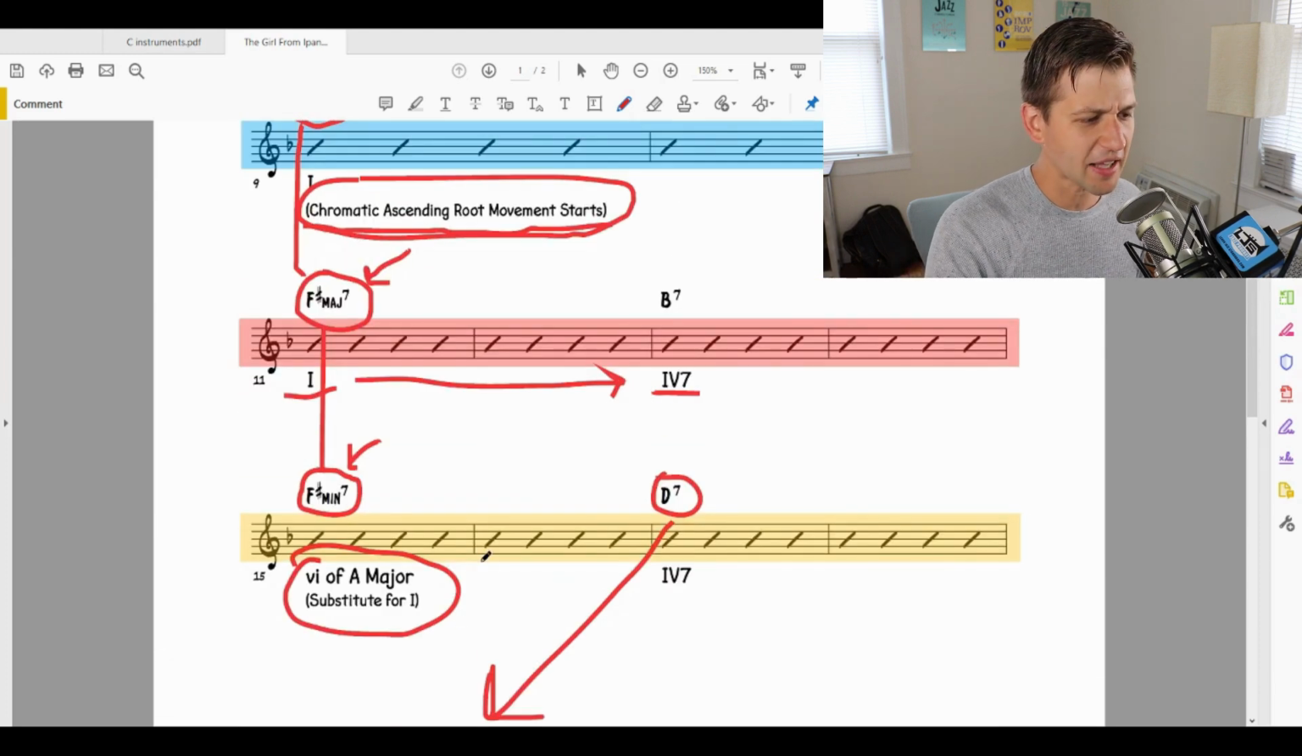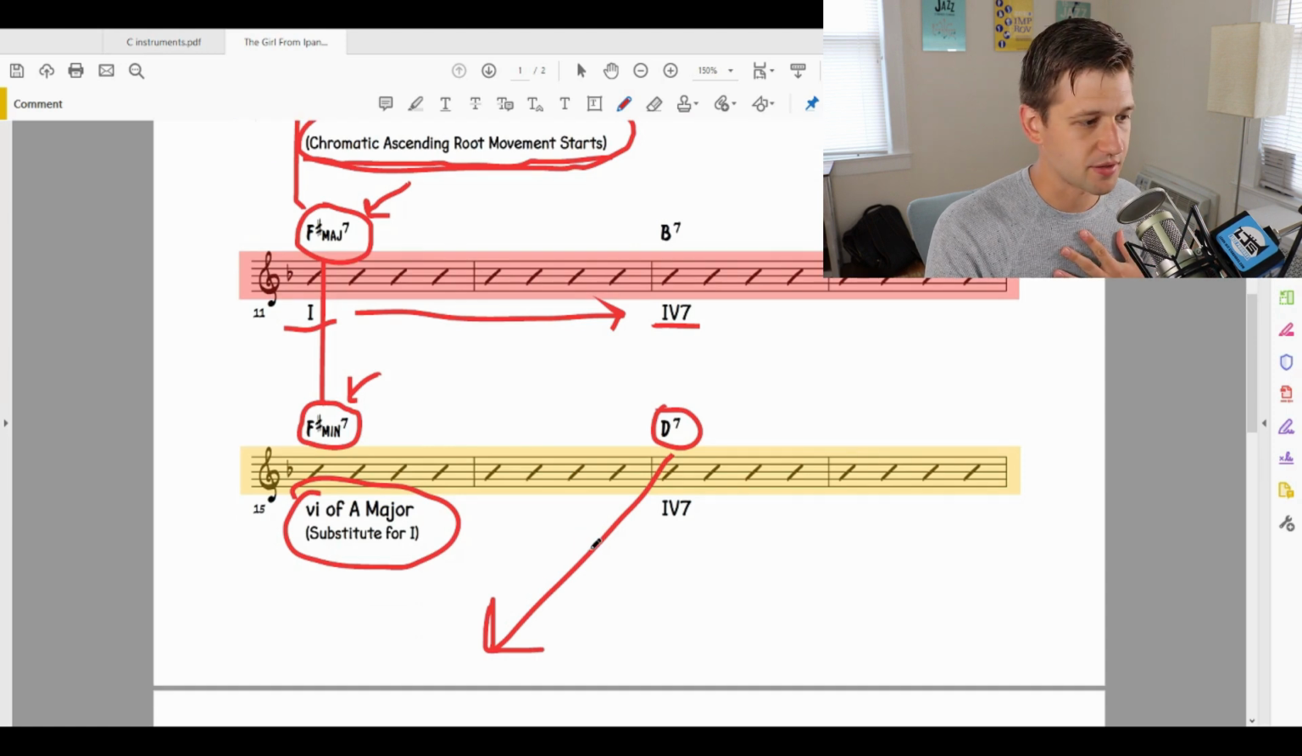So that's why I believe the relative minor is being used. So again, this is just my theory. I think that this is still a 1-to-4 relationship here. We're just substituting the 6th chord for the 1 chord. So the 6th chord of A major is F sharp minor 7.